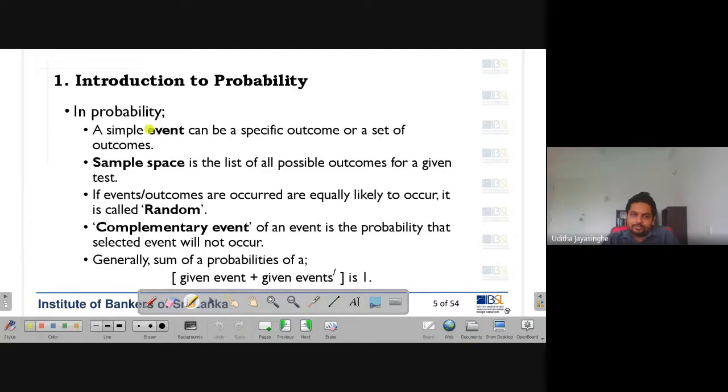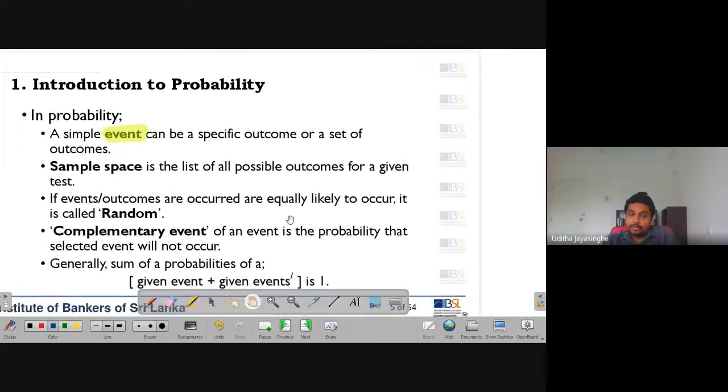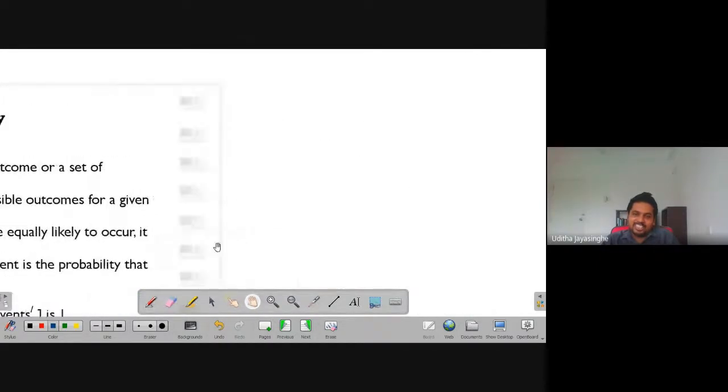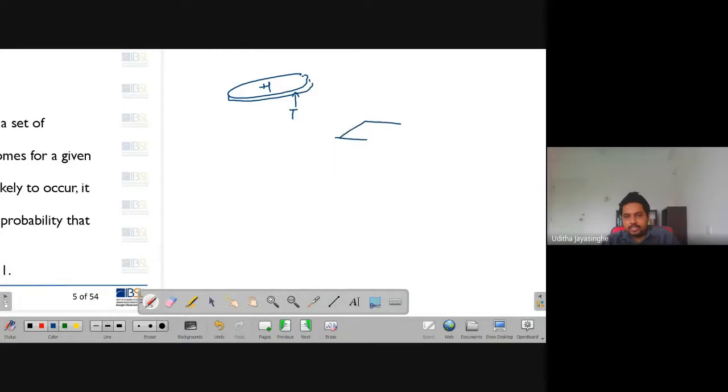An event can be a specific outcome or a set of outcomes. What do you mean by that? Event could be something like, you take a dice. Now in probability, students, there are 3 or 4 things which are very widely used. What are those? The first thing is something like a fair coin, which will have the heads, and on the other side, the tails. Then there is a 6-sided dice, D-I-C-E, dice. Something like 1, 2, 3, and on the other sides, there will be 4, 5, and 6.